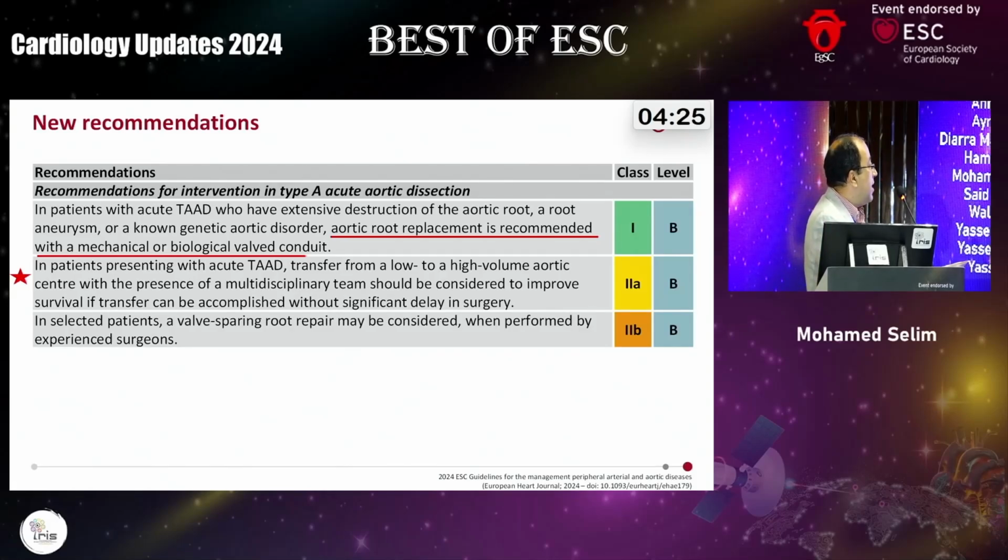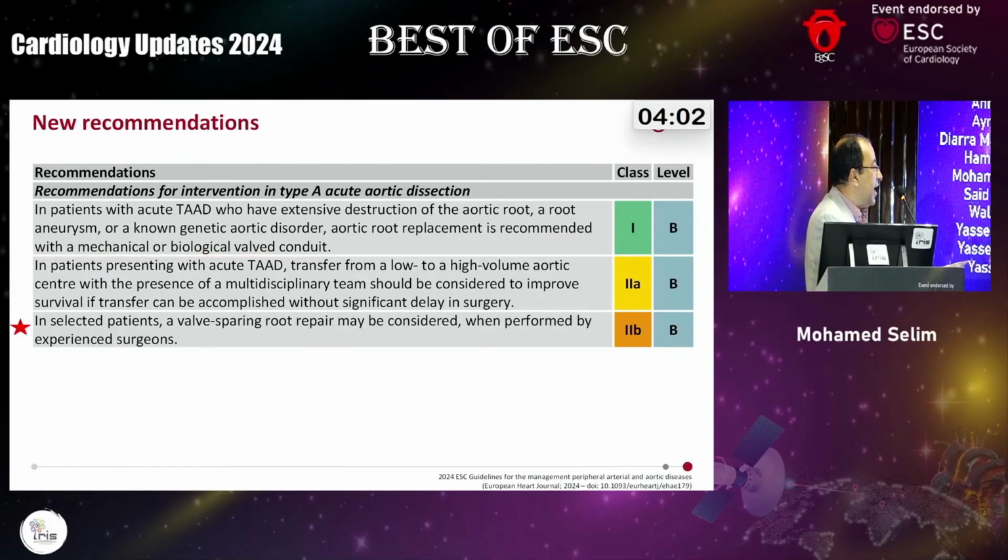In the new guidelines, in patients presenting with acute type A aortic dissection, transfer from a low to high volume aortic center with the presence of a multidisciplinary team should be considered to improve the results and survival, provided that the transfer can be accomplished without significant delay in surgery.